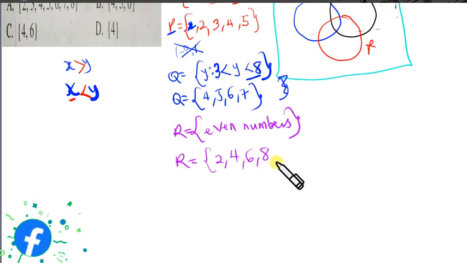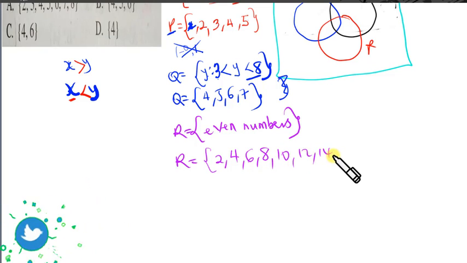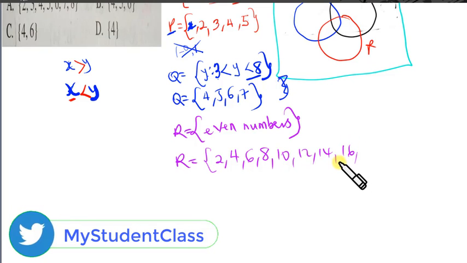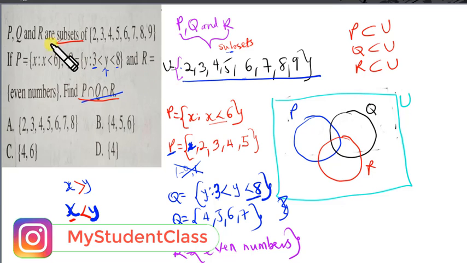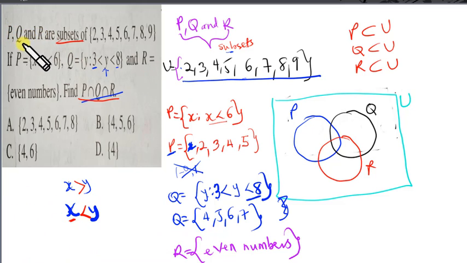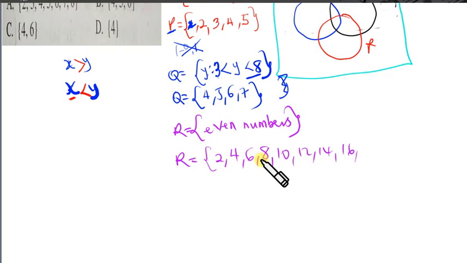Are you going to increase it just like that? 10, 12, 14, 16. The question is, where are you going to stop? You should not forget that we were told that the sets P, Q and R are all subsets of the universal set. So that means that you cannot have any element that goes beyond the universal set, and the universal set ends at the number 9, and the last even number in the universal set is the number 8.